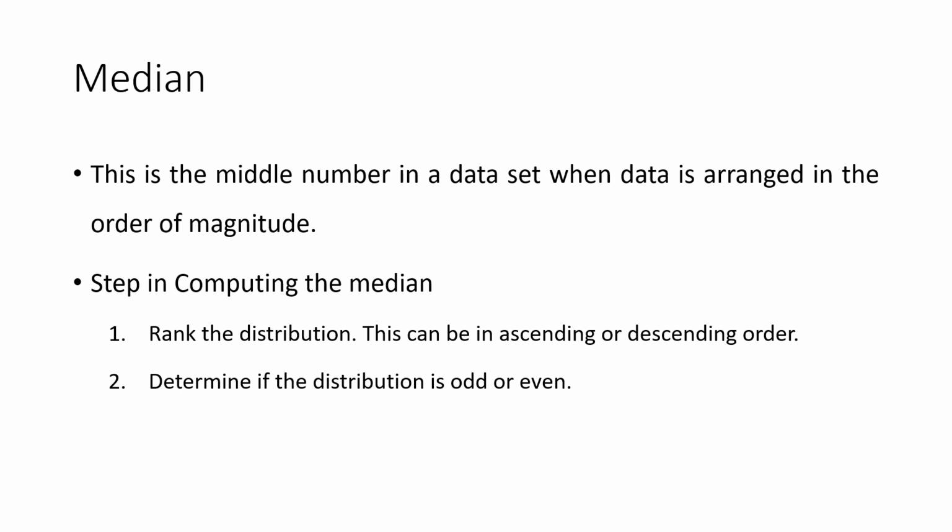First, when you see a set of scores given to you and you are to compute a median, rank the distribution. This can be ascending or descending. Thereafter, determine if the distribution is odd or even. What we mean here is that the total number of scores given to you, when you count them, is it odd or even?